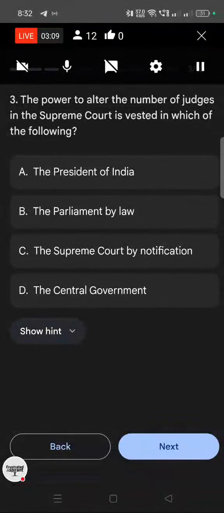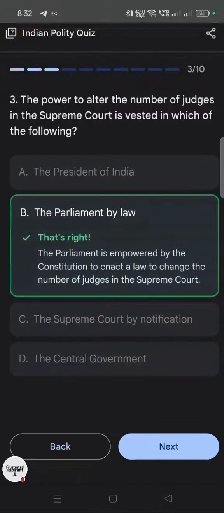I think the parliament will be the power to alter the number of judges in the Supreme Court. It is vested in the parliament by law. The parliament is empowered by the constitution to enact a law to change the number of judges in the Supreme Court.